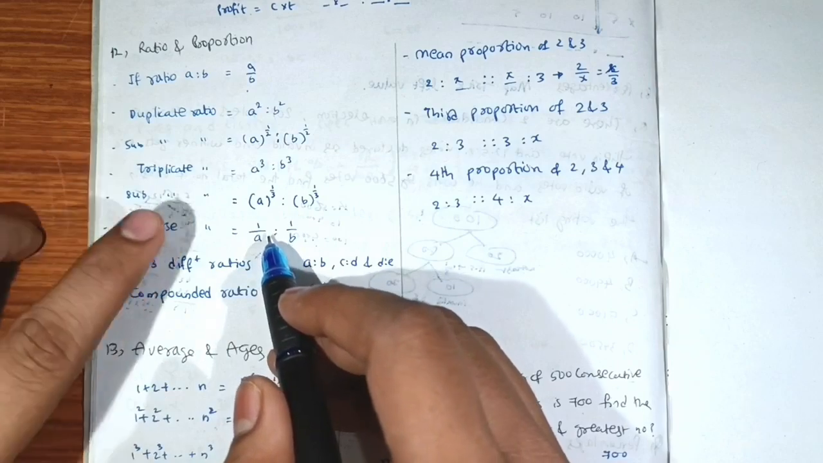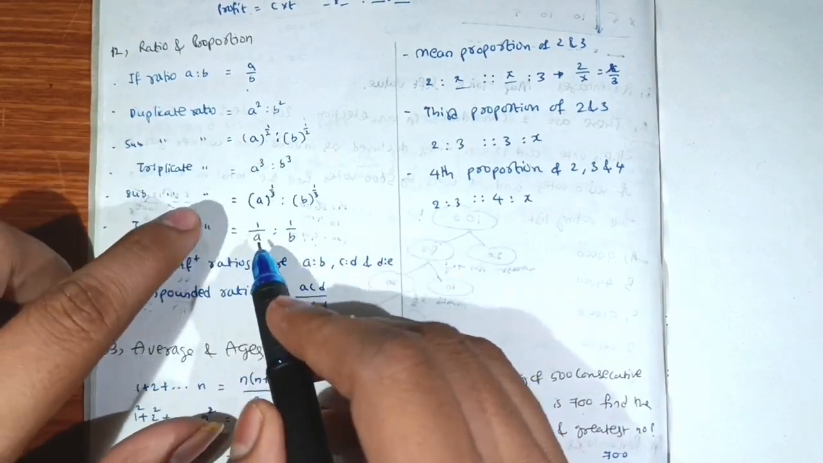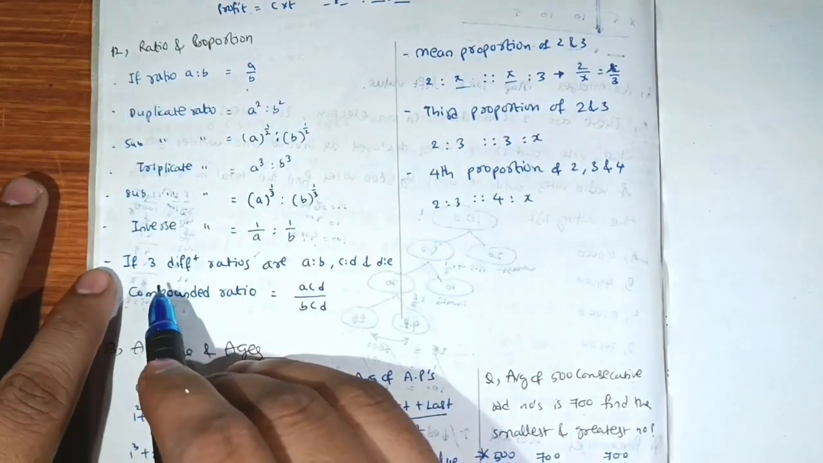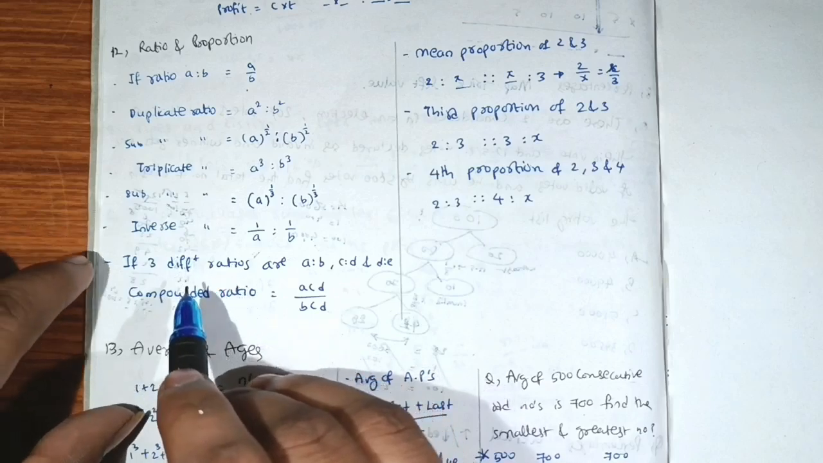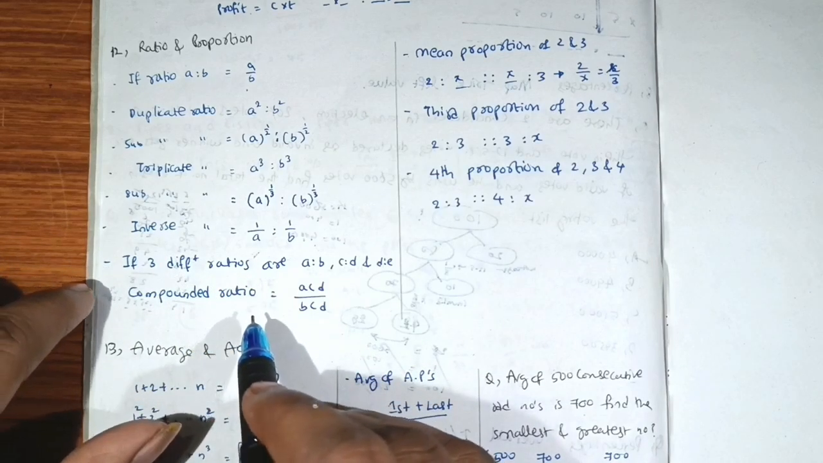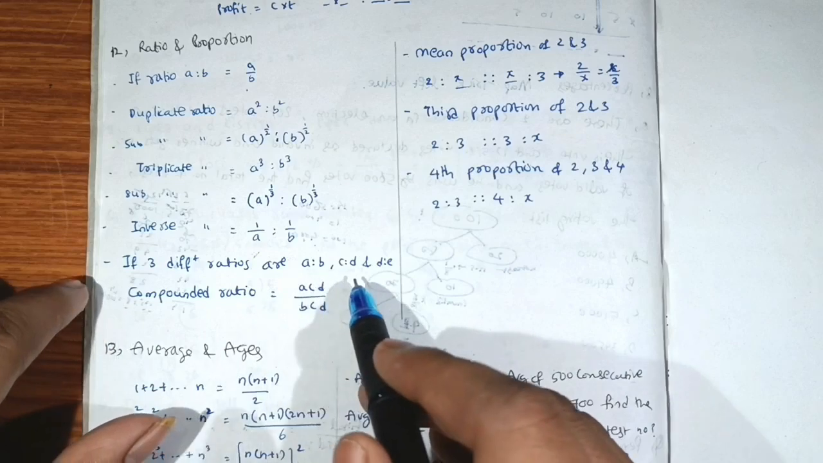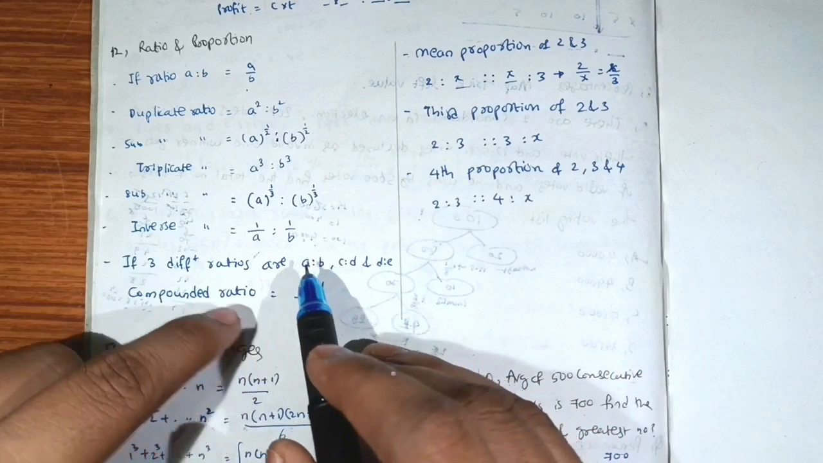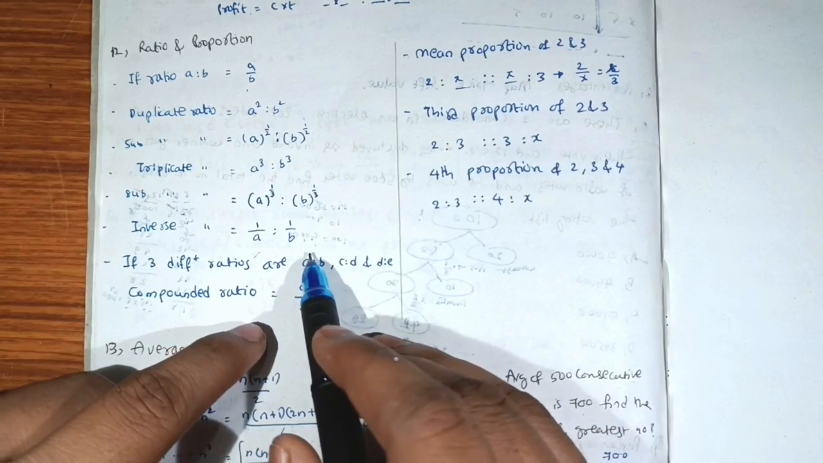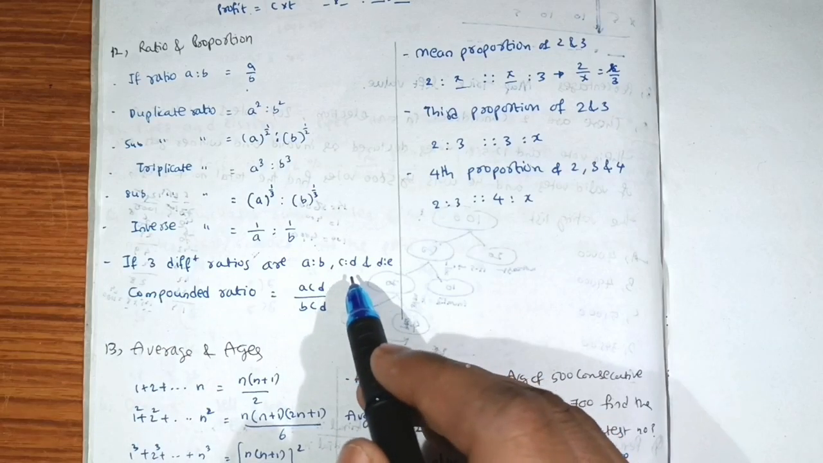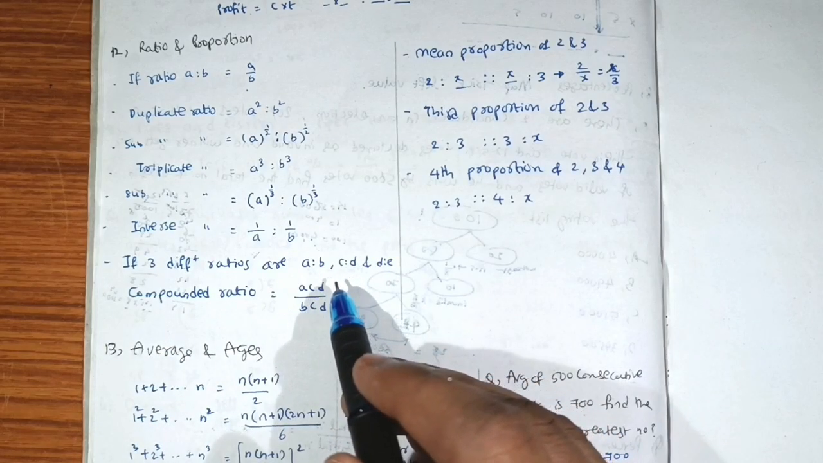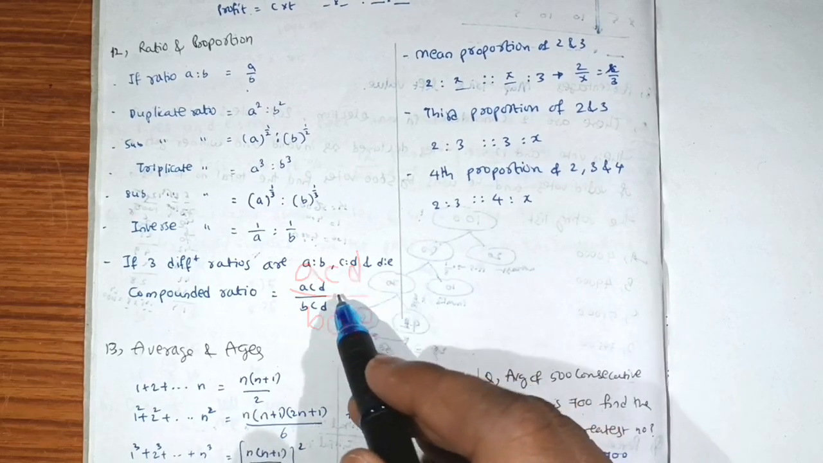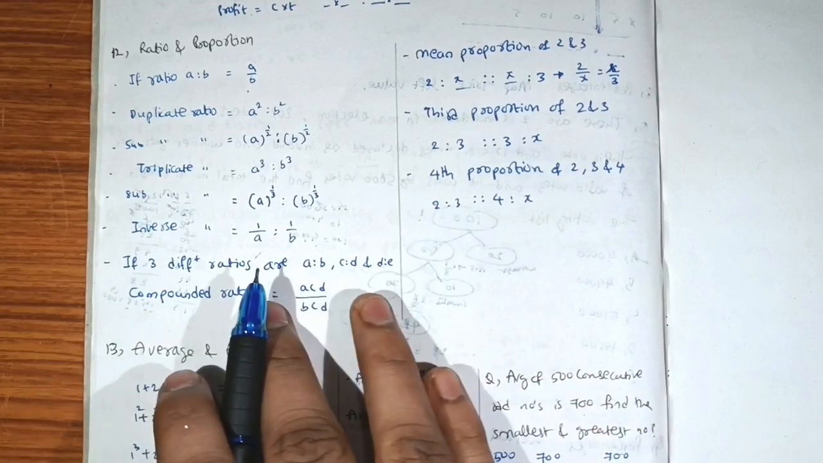Inverse ratio means you need to take the reciprocal of the ratio, like 1 by A is to 1 by B. If the question asks to find the compound ratio, and 3 ratios are given, A is to B, C is to D and D is to E, then the compound ratio is nothing but you multiply the first terms and multiply the second terms, and divide them, like A C D by B D E. So this is all about the compound ratio.